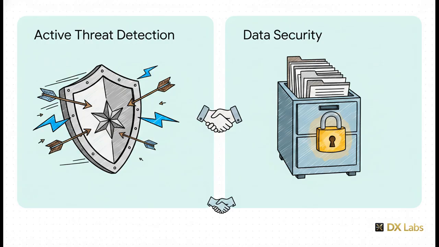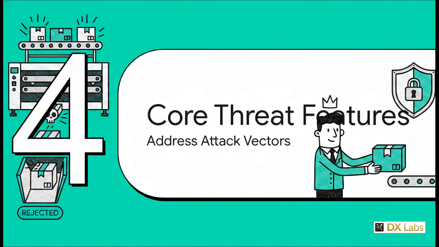Purview handles data security, but they work perfectly together. For example, Purview can automatically apply sensitivity labels to block confidential data from being shared externally, while Defender monitors for the attacks themselves. Section 4. Core threat features and how they address attack vectors.